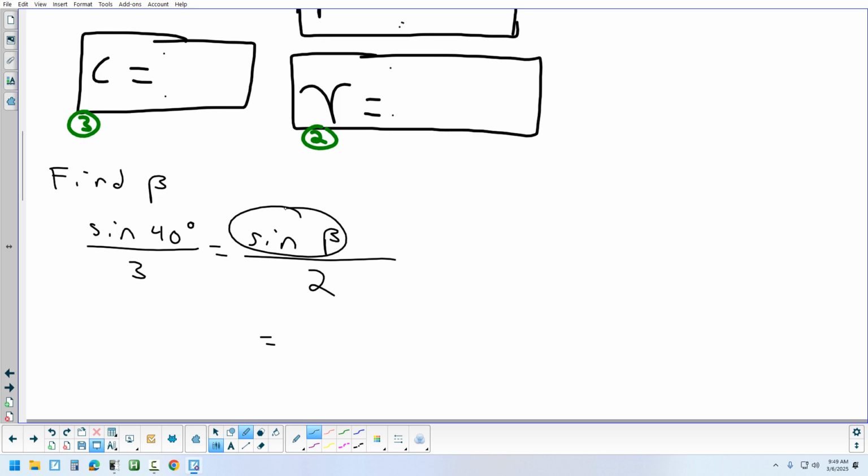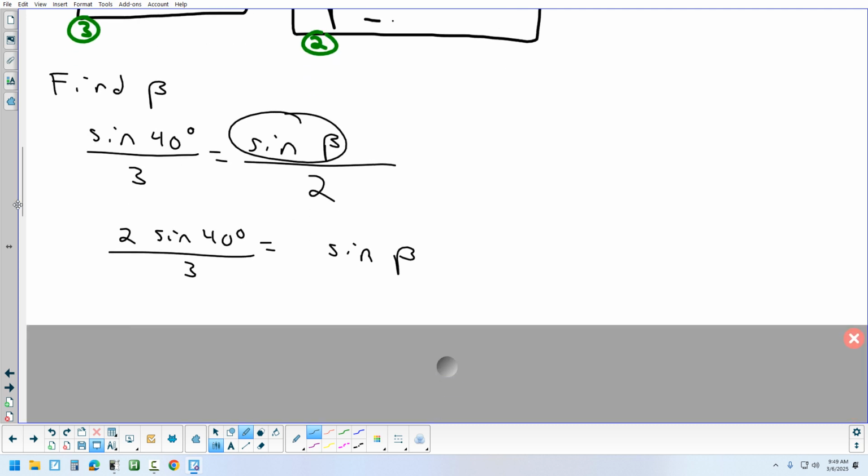Just multiply both sides by 2. So 2 sine 40 divided by 3 equals sine beta. Now I want to get beta alone. What do I have to do on each side? Take the inverse sine. We know inverse sine and regular sine cancel each other out.